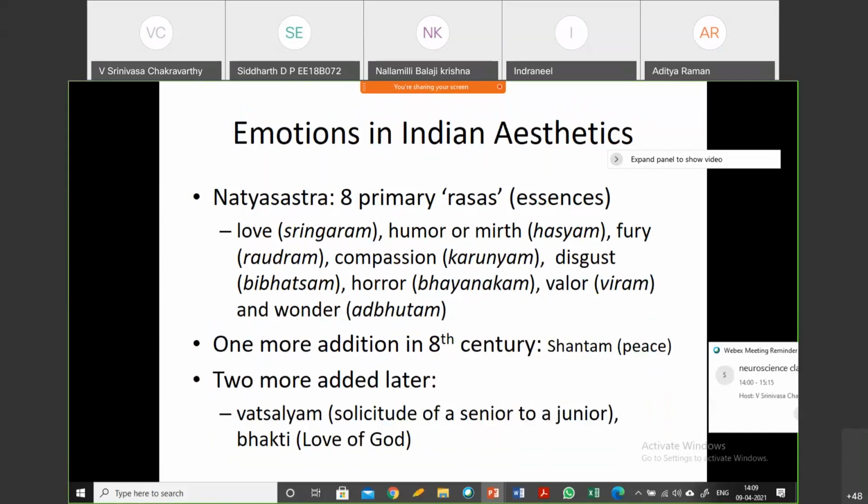Whereas, for a common man, who is not a yogi or anything, emotions are a part of life. You need emotions. So if you leave alone Indian philosophical literature and look at more artistic literature, emotions are dealt with slightly differently. For example, in Indian aesthetics, the Natya Shastra, written by Bharata.